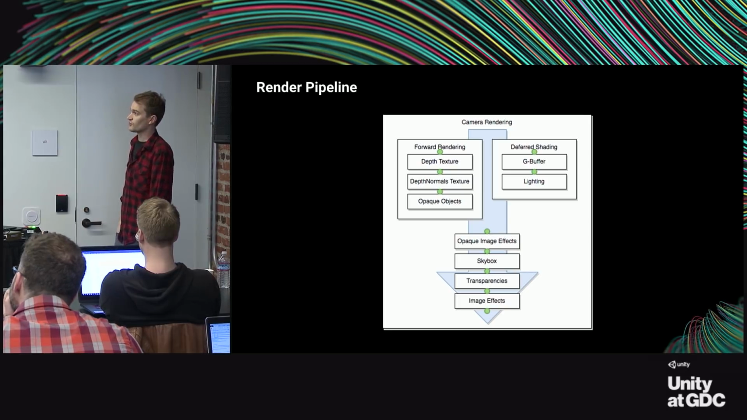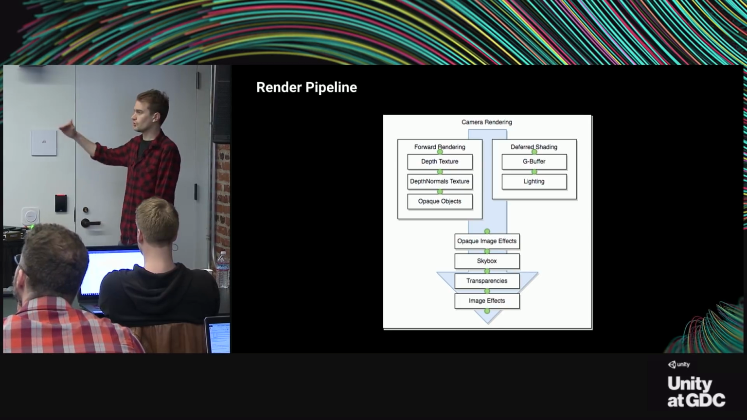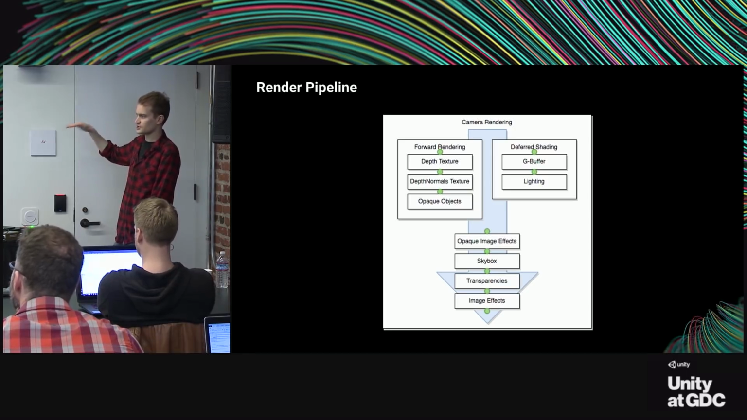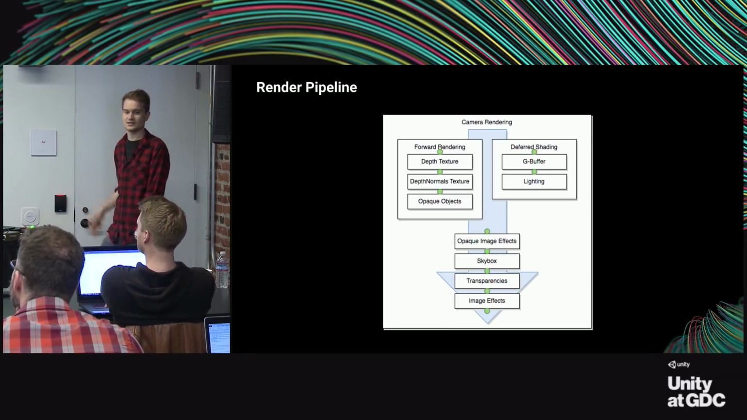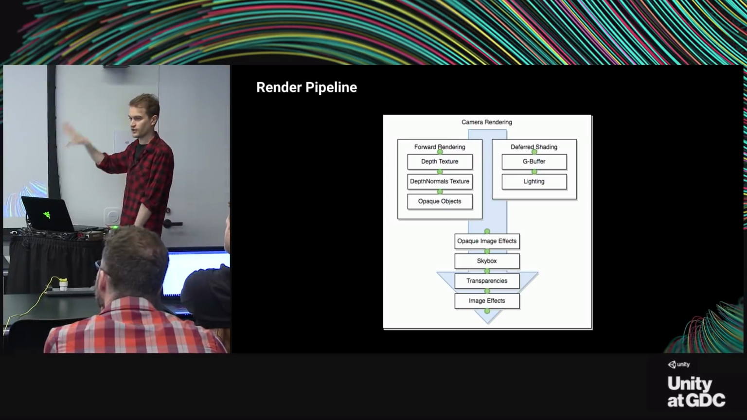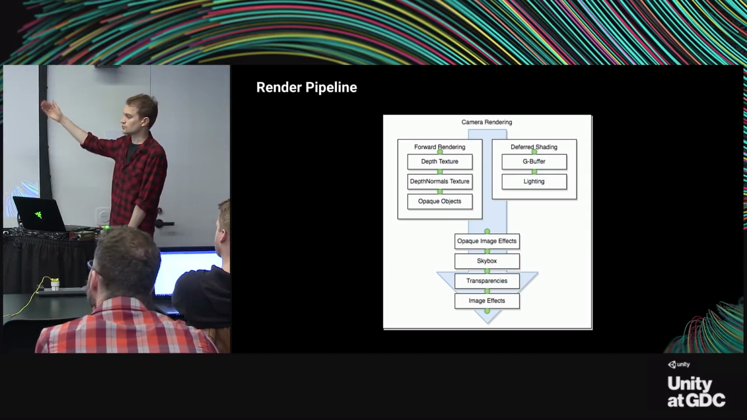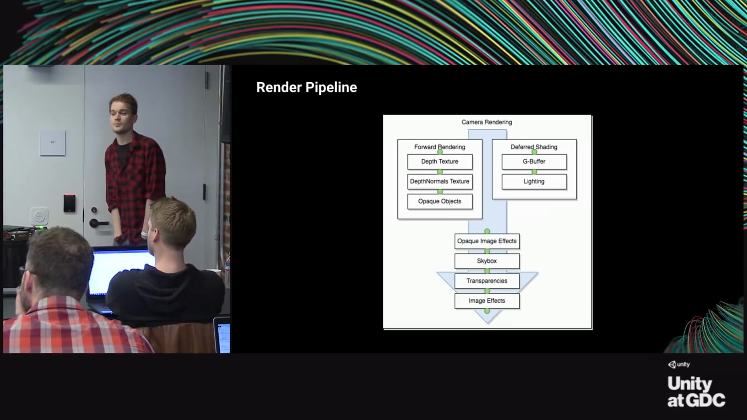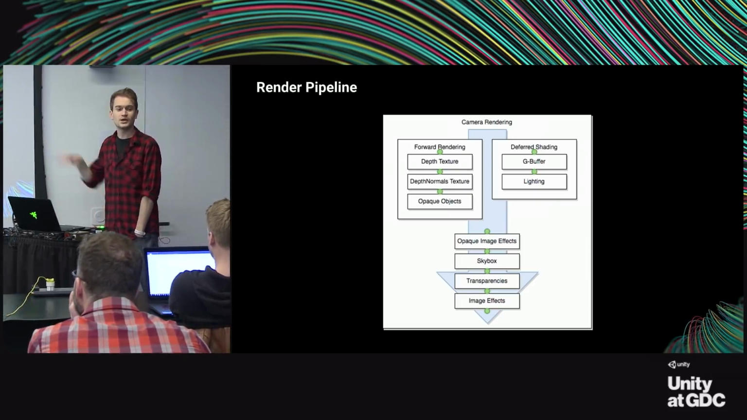And you would have your camera rendering, which in order would go through and render different things. So you have depth texture, lighting, opaque objects, opaque image effects, skybox. This is basically the stack that goes through from the beginning of the frame, from the first thing drawn to the last thing that's drawn. And what we're doing is we're basically opening this up so people can then, in C#, hook into various elements.